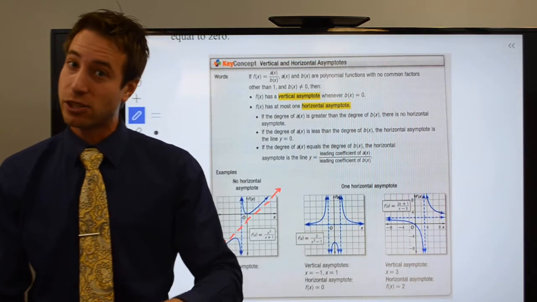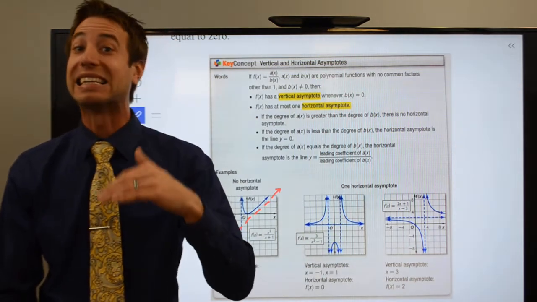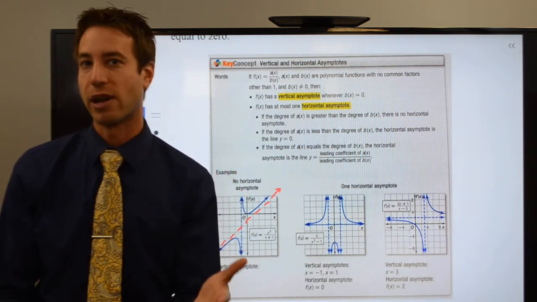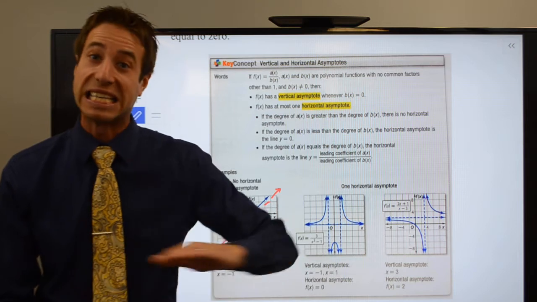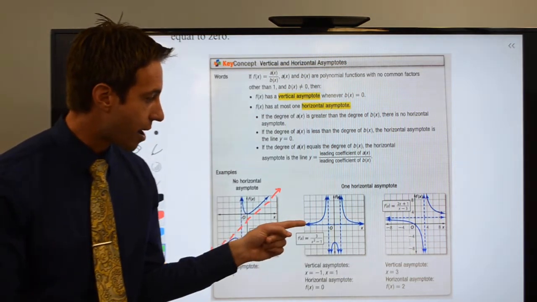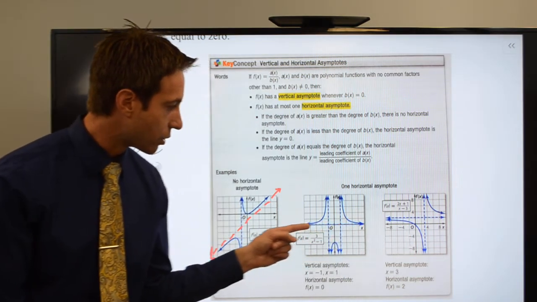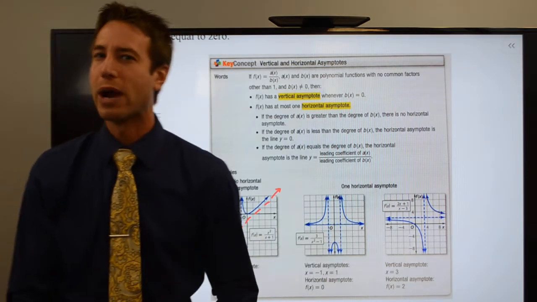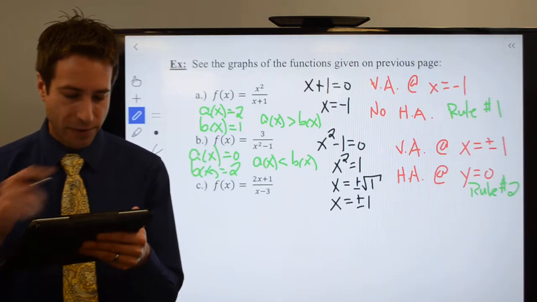And then thanks to the degree of the top being less than the degree of the bottom, I believe, thanks to rule number 2, I should have a horizontal asymptote that is the x-axis. And sure enough, right there at y equals 0, the x-axis is my horizontal asymptote. Great, we're doing good. I'm feeling great about these rules.